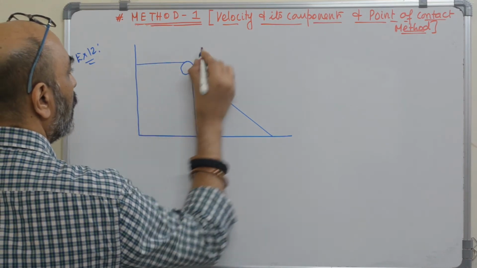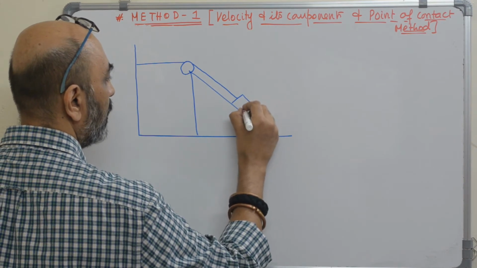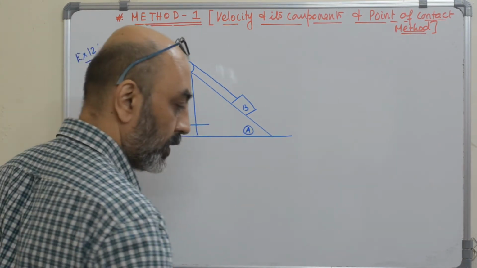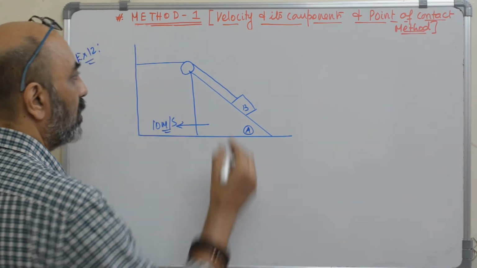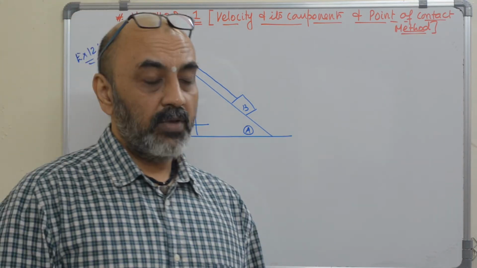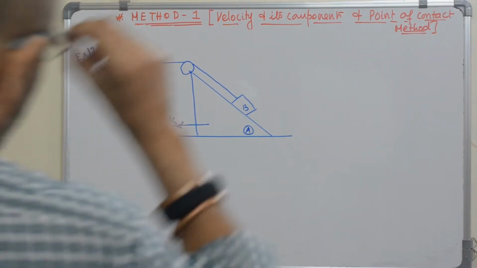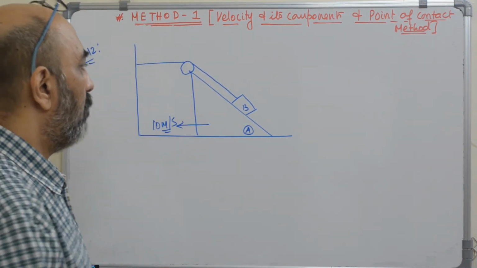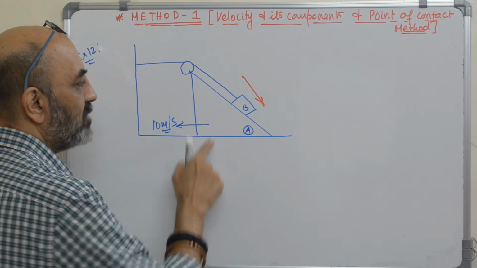Pulley, block, and the block is B, and this is A, and A is moving in that direction with a speed of 10 meter per second. Question is, what is the velocity of the block B? Now we have to be a little careful in this case. Careful क्यों? क्योंकि when you're talking about the velocity of the block B, it is going to slide like that. So it is sliding like that with respect to the wedge A.